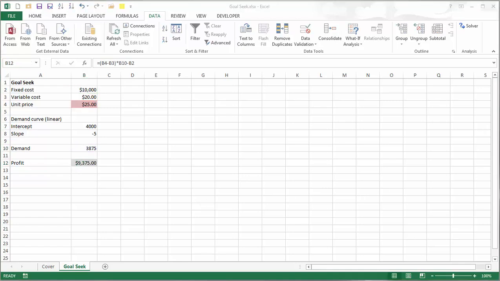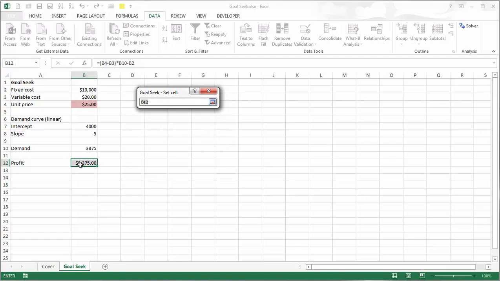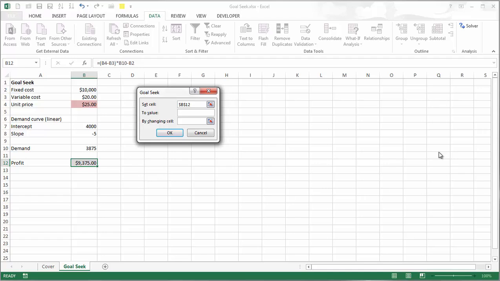To use goal-seek, I will select it from the What If analysis dropdown. I get this dialog box. I have to specify the cell that I am driving to some value. I have to type in the desired value, in this case 0, and the changing cell is the unit price.